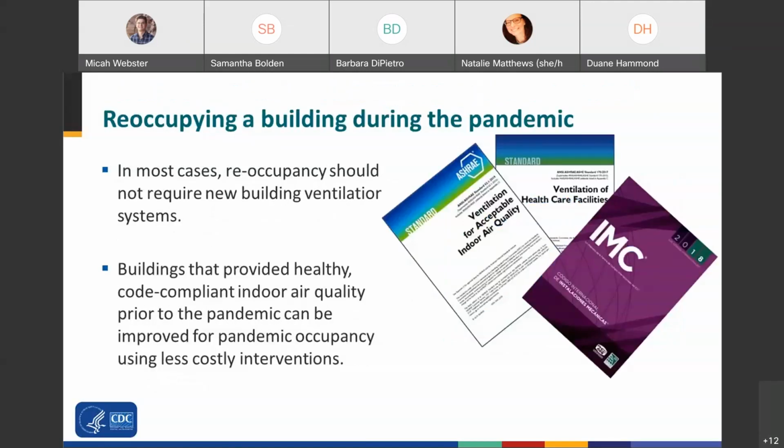So when reoccupying buildings during the pandemic, in most cases, reoccupancy shouldn't require new building ventilation systems. Buildings that provide healthy code-compliant indoor air quality prior to the pandemic can be improved for pandemic occupancy using less costly interventions. And there's just some guidelines to the right, the ASHRAE standard 62 ventilation for acceptable indoor air quality, the ASHRAE 170 ventilation for healthcare facilities, and then the International Mechanical Code are some good standards. Next slide, please.